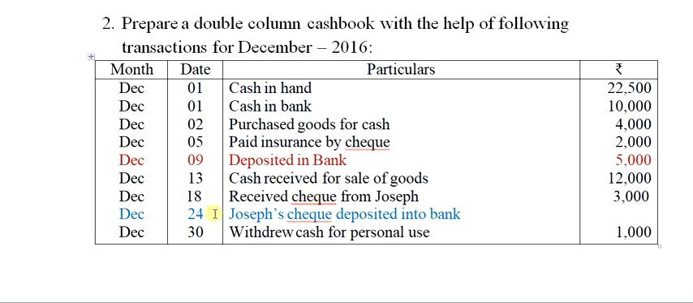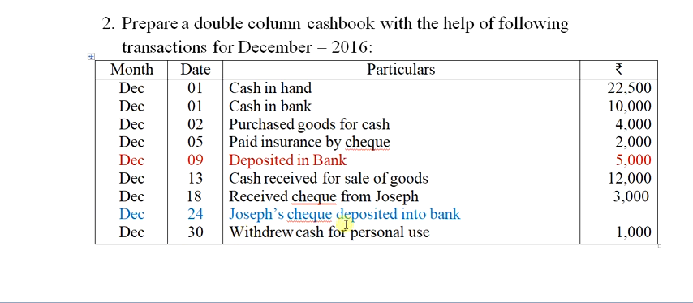December 24th, Joseph check deposited into bank. See here, on 18th we are receiving the check, on 24th we are depositing that check into the bank. So this 18th transaction should be treated as cash itself. Why? Because we are not depositing the check on the same day. On 24th we are depositing into bank. So what happens? This is a contra entry. Why? Because we considered it here as cash. So cash balance what happens? Decreases. So it should be a contra entry. Joseph check deposited into bank. So what balance decreases here? Cash balance decreases as well as bank balance increases.